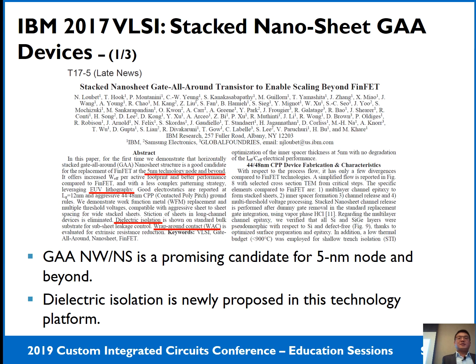Then in 2017, IBM proposed the 5 nanometer or beyond 5 nanometer technology. They proposed this stacked horizontal nanosheet structure. So here they already mentioned that it's a wrap-around contact. And an additional process option they mentioned is the dielectric isolation. What's the impact of this dielectric isolation? I will show you later.